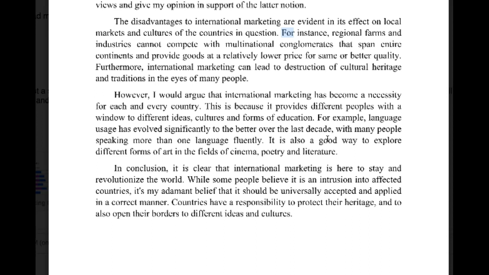Anyway, however, I would argue that international marketing has become a necessity for each and every country. This is because it provides different people with a window to different ideas, cultures and forms of education. For example, language usage has evolved significantly to the better over the last decade, with many people speaking more than one language fluently. Okay, you haven't really linked this to international marketing. It's very vague, and also we don't really have any stats or solid real-world example there, you know?